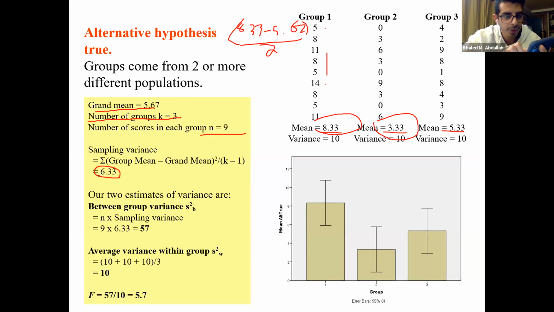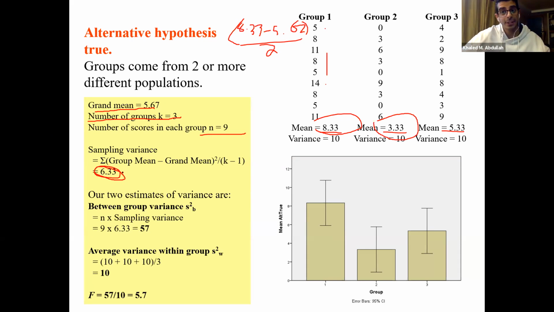Let me just make sure. 3.33 minus 5.67, yeah, 2.33 and 2.34, so very close. And then you have 5.33 minus 5.67. I'm sure if you do it, it's going to be very close to this value. So let's say you did that step without any calculation mistakes, and you got 6.33.